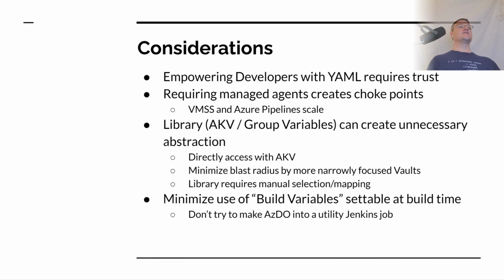Requiring managed agents creates choke points. Don't do that. Don't create pipeline agents that just sit out there like Jenkins dumb slave agents, an old term, but that's what they're called. You don't want to have this private pool of agents if you can avoid it. The only times you should use private agents are if you have controlled environments that you can't natively see from an Azure provided agent. So private agents really create choke points and limitations of scale.